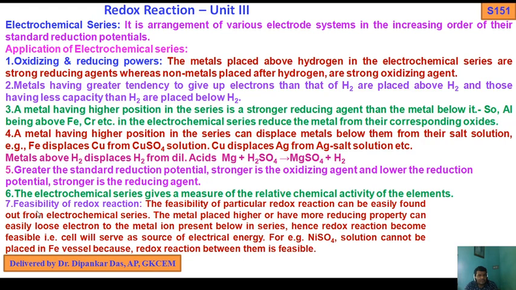Next point, feasibility of the redox reactions. The feasibility of particular redox reactions can be easily found out from the electrochemical series. A metal placed higher or above, with more reducing property, can easily lose electrons to the metal ion present below it in the series. Hence redox reactions become feasible, that is, the cell will serve as a source of electrical energy. For example, nickel sulfate solution cannot be placed in an Fe vessel because a redox reaction between them is feasible.